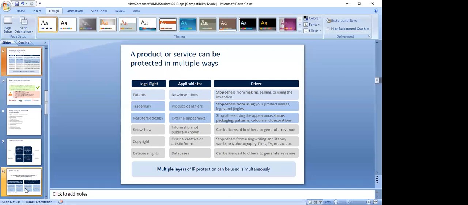Then trademark, the product identity, stops others from using your product names, logos, jingles and everything. Registered design covers the external appearance. We need to do these things. It stops others using the appearance like shape, packaging, patterns, colors, or decorations and anything.